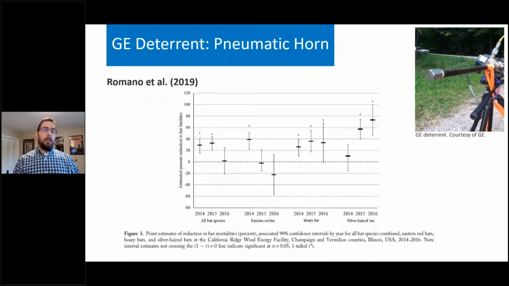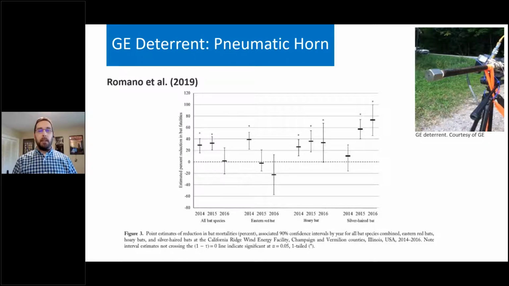Along the same vein here, a study conducted in the Midwest over a couple of years. Again, we see variation in how well the deterrent technology works across species, and even within a species there can be variation. And the results shown here are not specific to a deterrent technology or location. We see this across the board, particularly with poor, or relatively poor, results for eastern red bats.